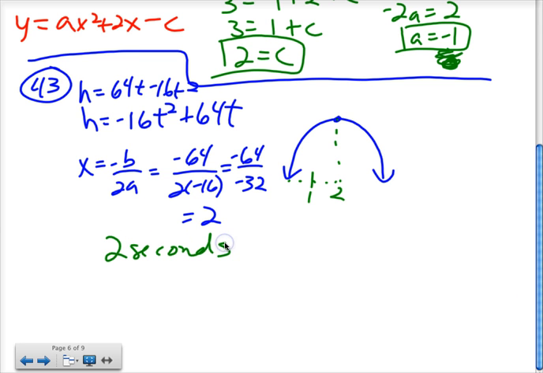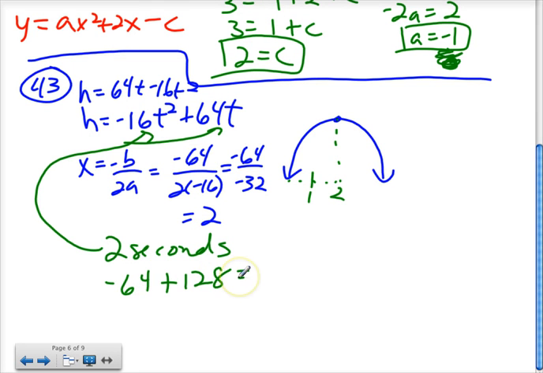And then if we want to figure out what that height is, what we do is we take this 2 and we plug it back in to that formula. So that'll be negative 16 times the 2 squared there would give us 4. So negative 16 times 4 will give you negative 64 plus 128, because 64 times 2 would give you 128. And that will come out to 64. And this one was given in feet. So that means that this distance right here is the 64 feet.